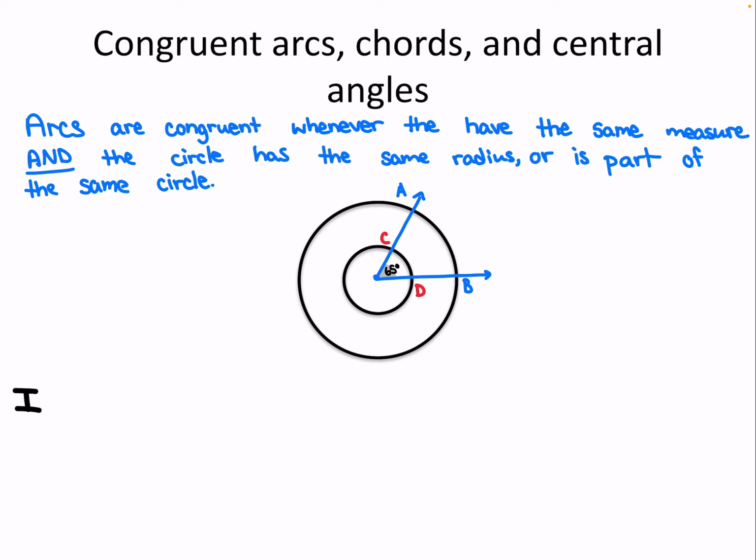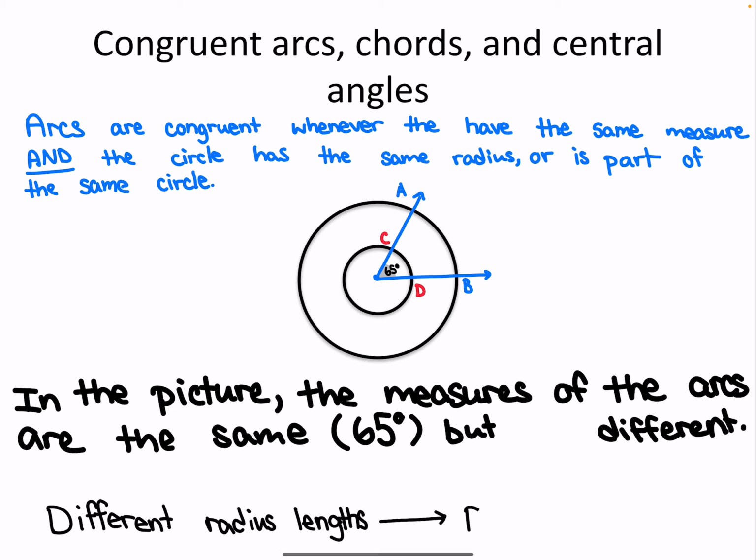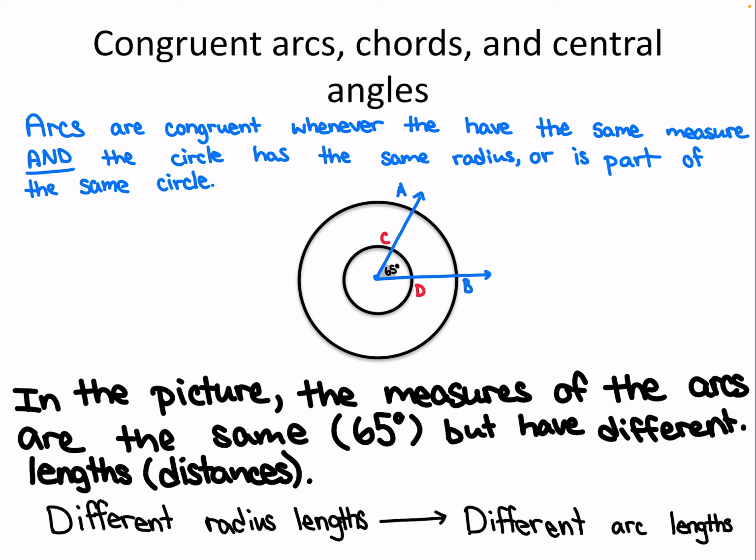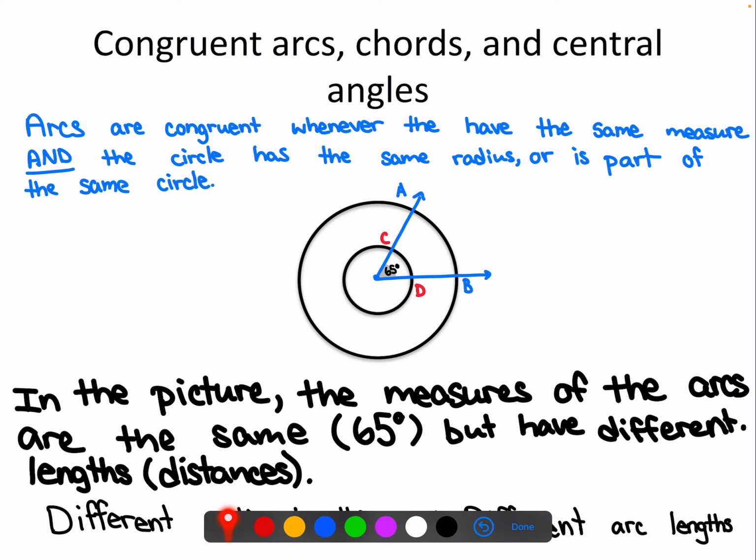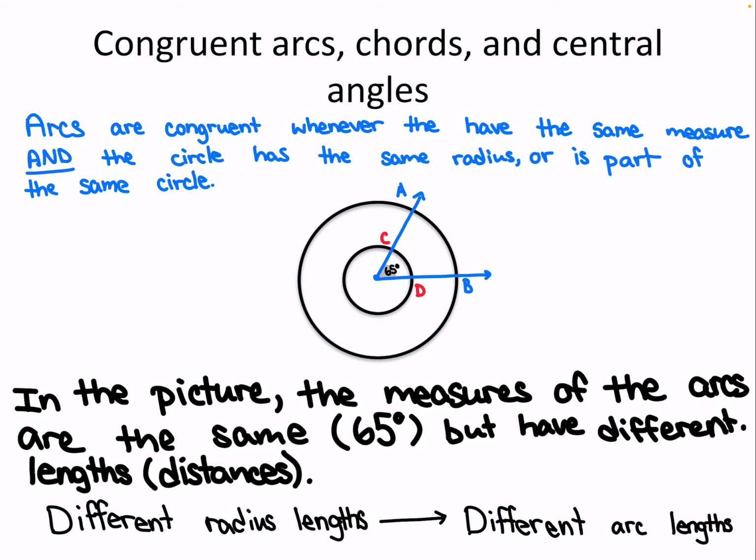Those are our 2 intercepted arcs. Now, in this picture, we can see that the measures of the arcs are the same. They're both equal to 65 degrees. We can see that right in the center here. However, those arcs are going to have different lengths. They're going to have different distances across. Obviously, we can see that AB is a longer distance than CD is. So those arc lengths will be different, but the amount of openness of the arcs, the angle measure, will remain the same. So again, if we have different radius lengths, that will imply that we have different arc lengths.